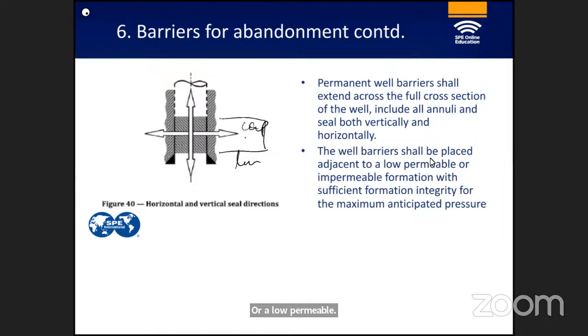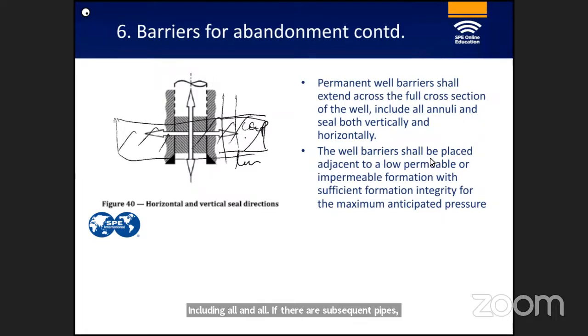So the permanent well barrier shall extend across the full cross section of the well, including all annuli. So if there are subsequent pipes, all the plugs have to be in place, including all annuli and seals, both vertically and horizontally, as mentioned in the picture. The well barrier shall be placed adjacent to a low permeable or an impermeable formation. So this formation has to be competent, low permeability or impermeable, or also cap rock if available, with sufficient formation integrity for maximum anticipated pressure. This I'll come to on the next slide.